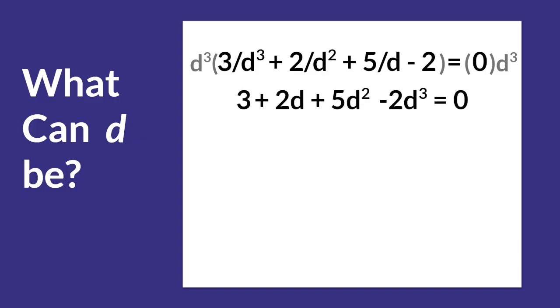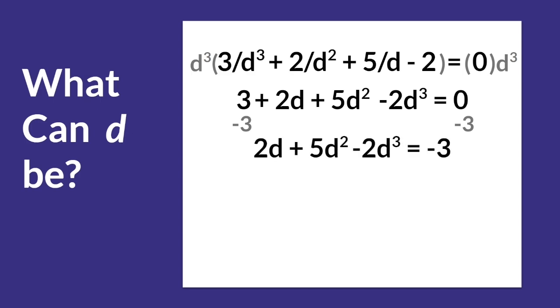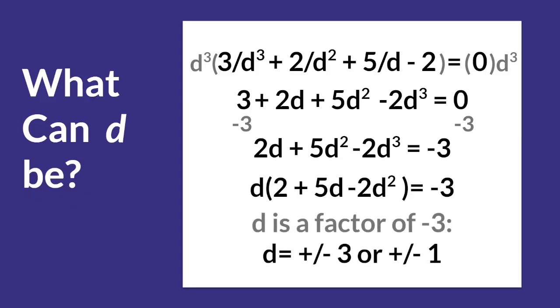Like we did with c, we will subtract 3 from both sides. Now, it can be seen that all the terms on the left-hand side are being multiplied by d, so we can now factor out this d. Therefore, we can see that d must be able to divide negative 3, and so d can be the factors of negative 3, which are positive or negative 3 and positive or negative 1.